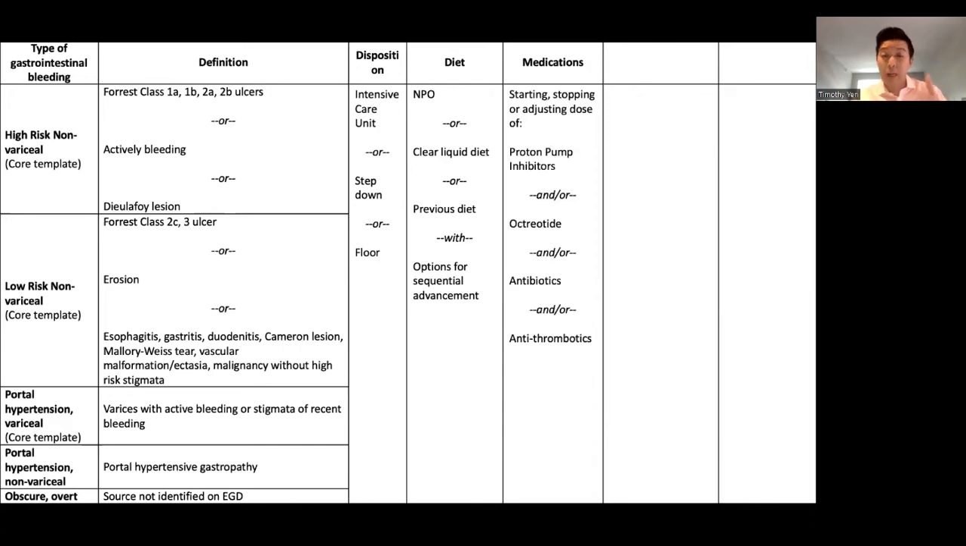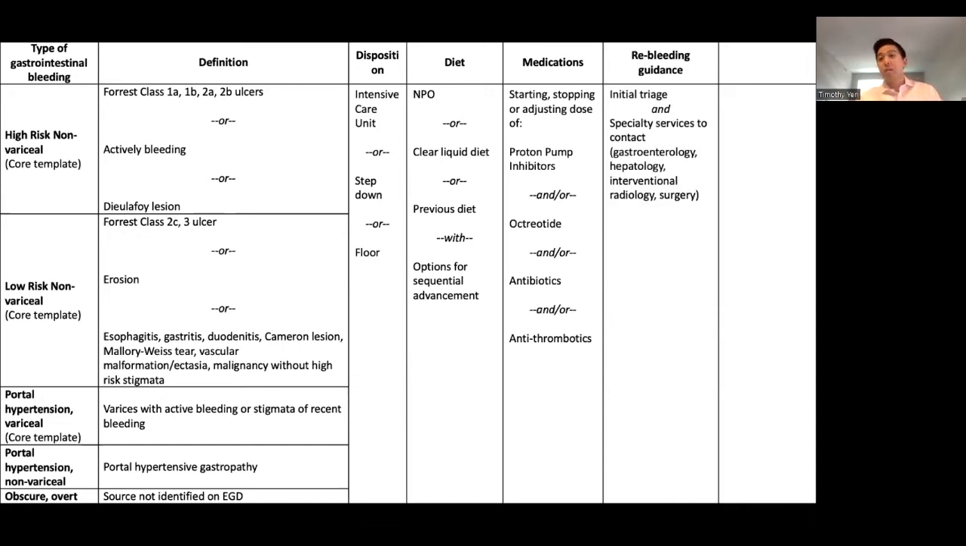Third, the medications were a very, very big component. So in the vast majority of bleeds that are not related to varices, what do we do with the PPIs? And if they have portal hypertension, what should you do with the octreotide? Should we give them antibiotics? How much? And then some anti-thrombotic guidance as well.